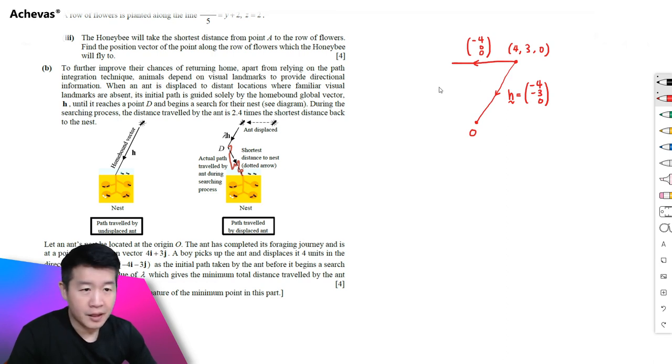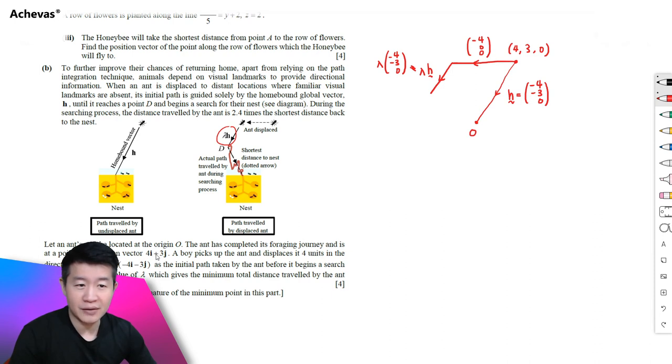Then the ant will attempt to move again, and this time lambda h. So it will move again for a particular distance, and this vector here is lambda h. So we have a lambda h here, which is equal to lambda of minus 4, minus 3, 0.